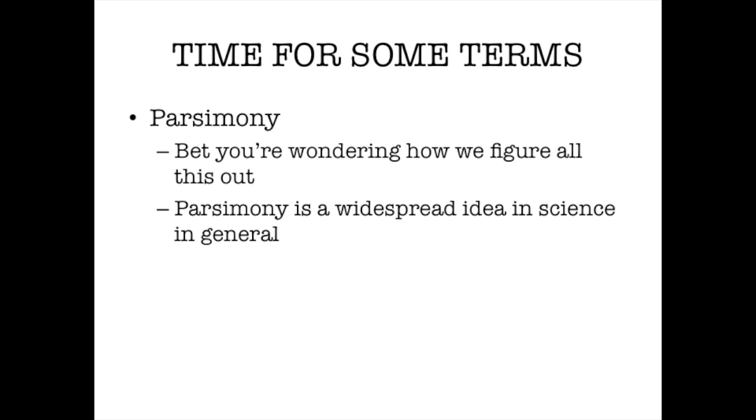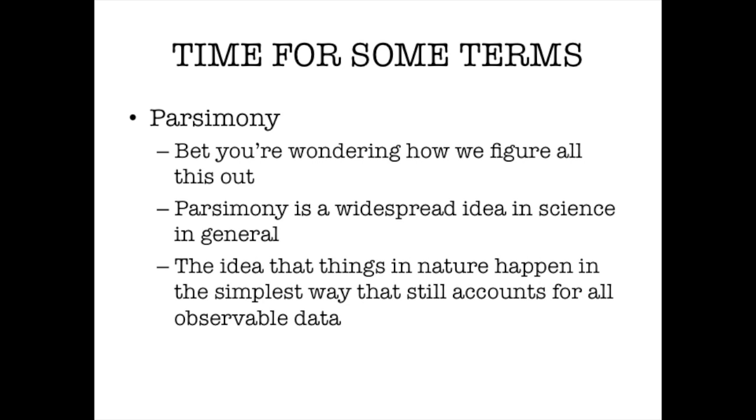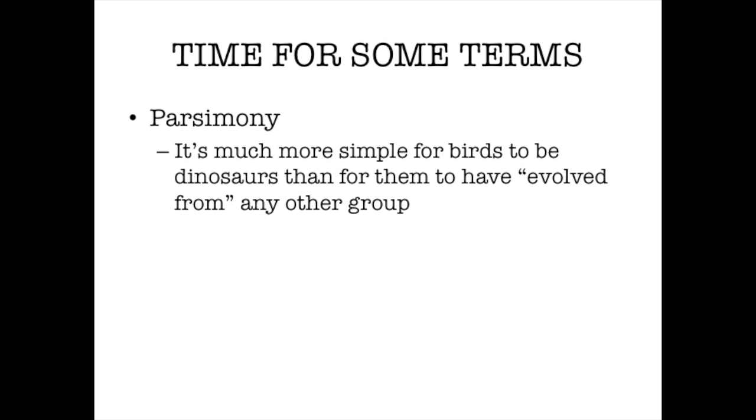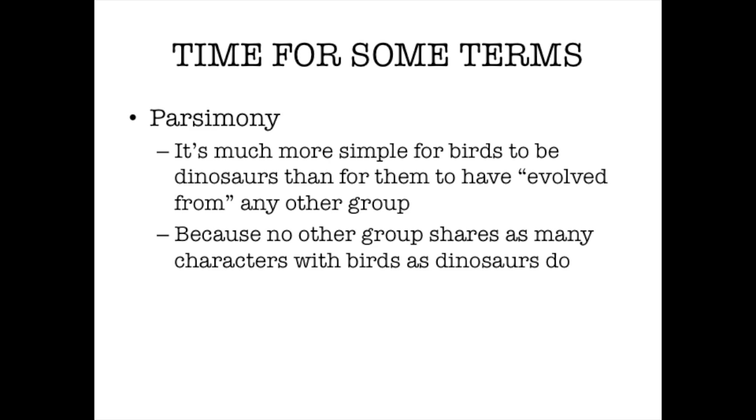Now, parsimony is a scientific principle that we use to figure all of this out. It's basically the idea that the simplest explanation is the best possible explanation as long as it fits all of our observable data. For one of our first examples in this video, it's more simple for humans and chimps to be closely related than for humans to be more closely related to dinosaurs. Also, for example, it's much more simple for birds to be dinosaurs than to have evolved from any other group, because no other group shares as many characters with birds as dinosaurs do. Ta-da! It really is that simple.